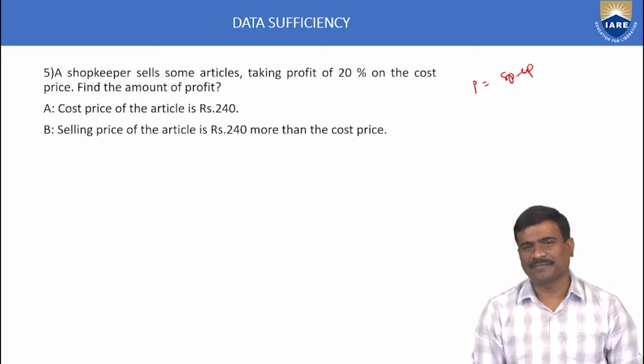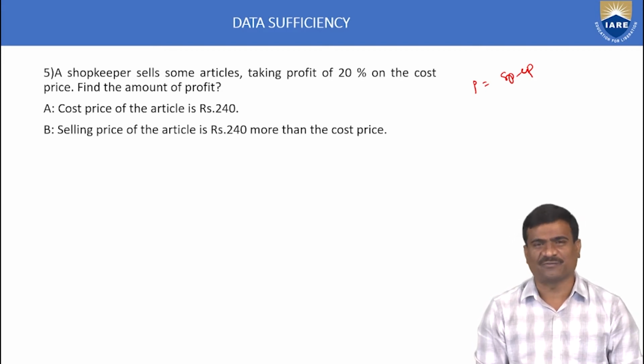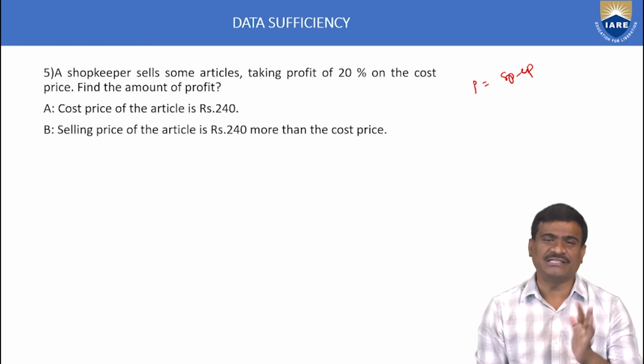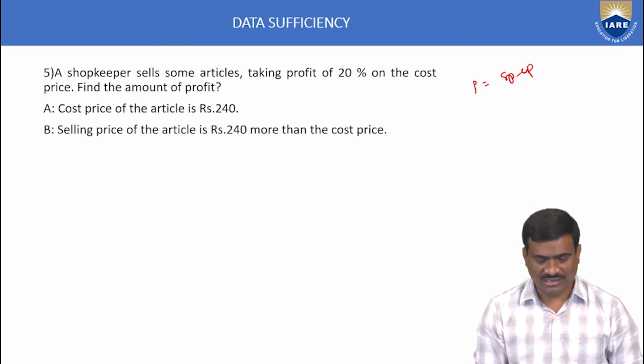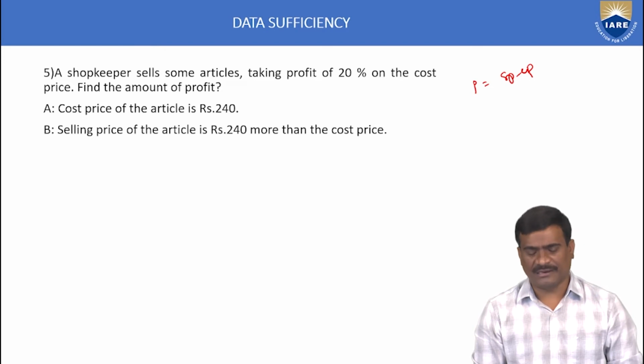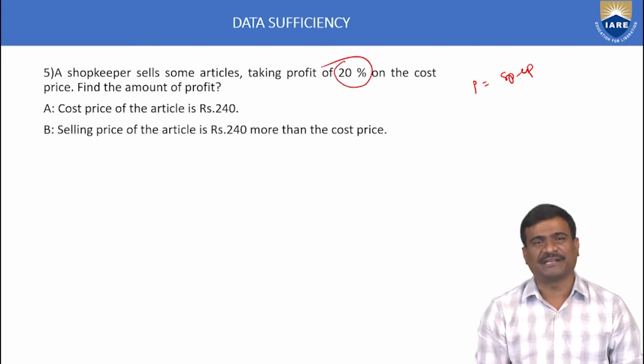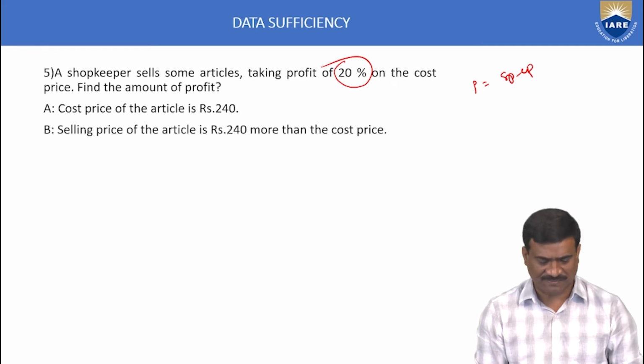Less than and more than. If cost price is less than selling price, that indicates profit. If cost price is more than selling price, that indicates loss. The given statement is a profit of 20%.